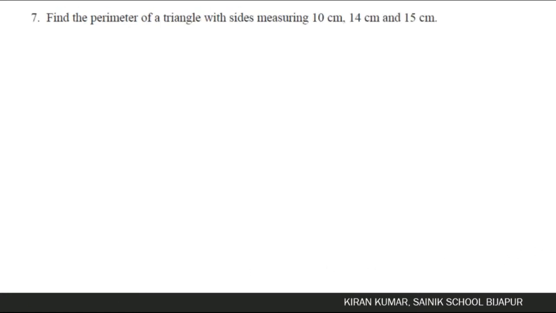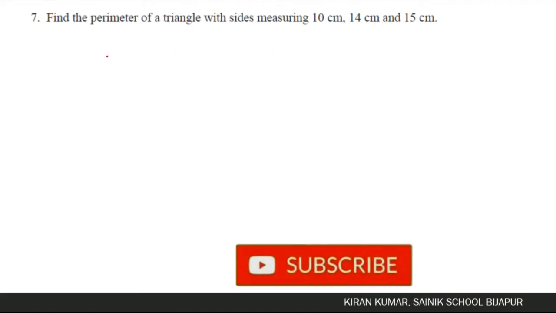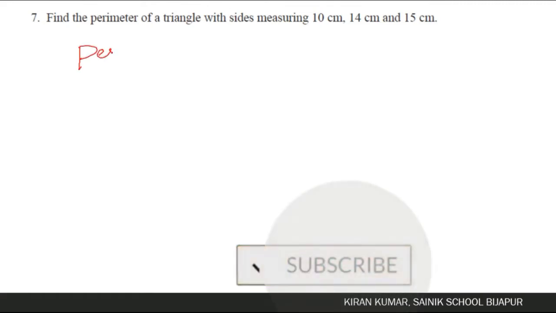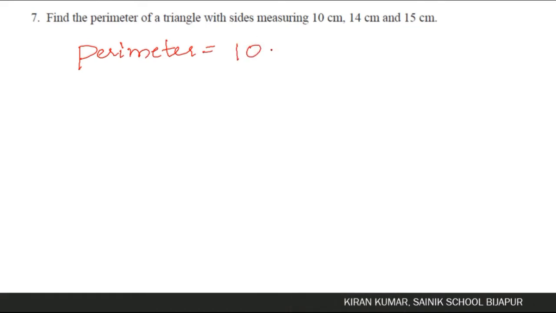Question 7. Find the perimeter of a triangle with sides measuring 10 cm, 14 cm and 15 cm. Very simple, perimeter is the sum of all the sides. So for this triangle, the sides are 10 cm plus 14 cm plus 15 cm. Together it is 39 cm.